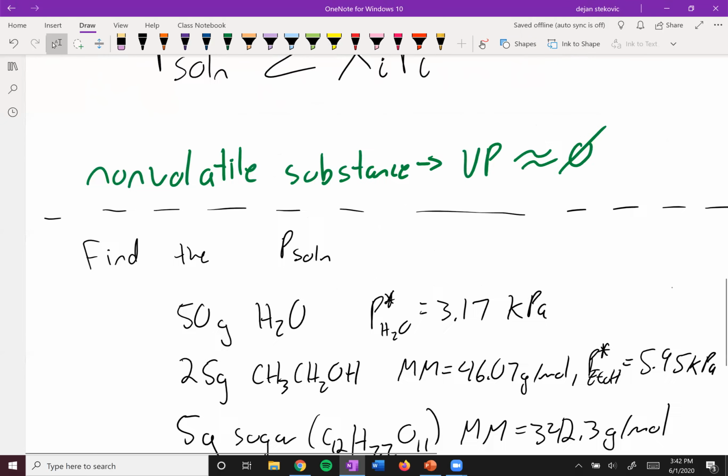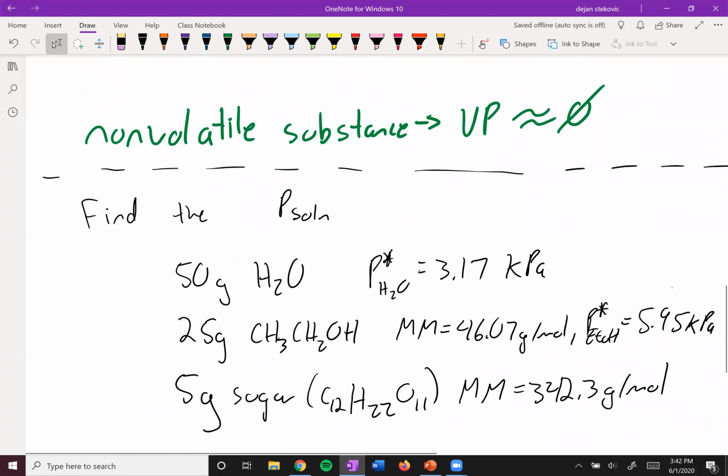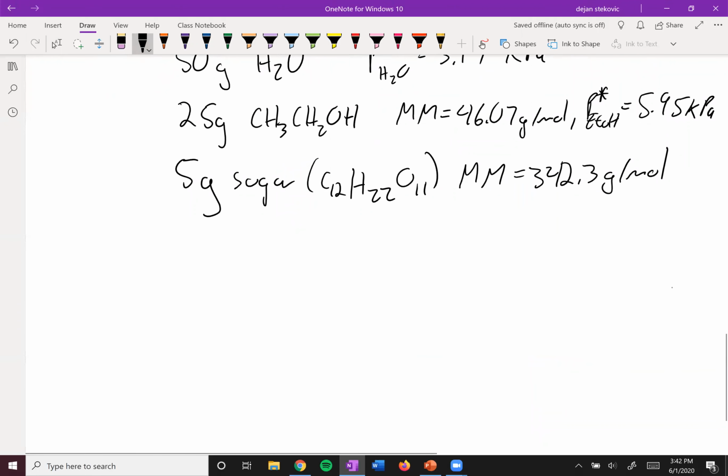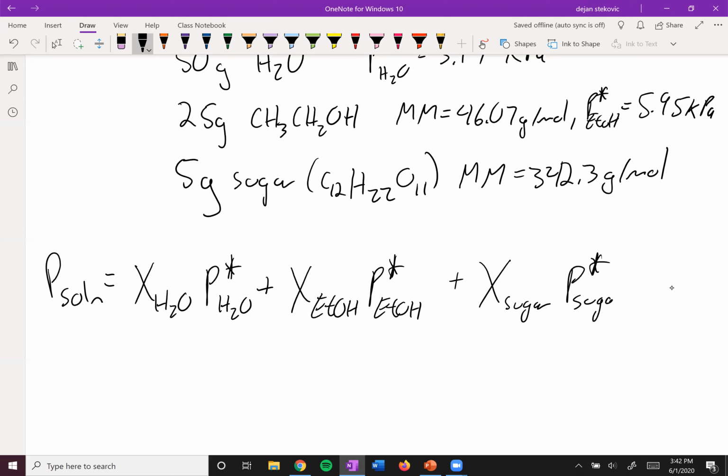So from our previous equation, we know that the vapor pressure of the solution is going to be the sum of its parts, right? Makes sense. So we know that this P of solution will be equal to the mole fraction of water times the vapor pressure of pure water, plus the mole fraction of ethanol times the pressure of pure ethanol, plus the mole fraction of sugar times the pure pressure of sugar.